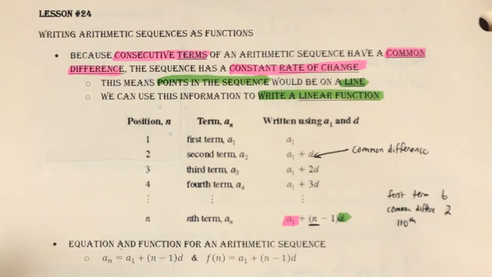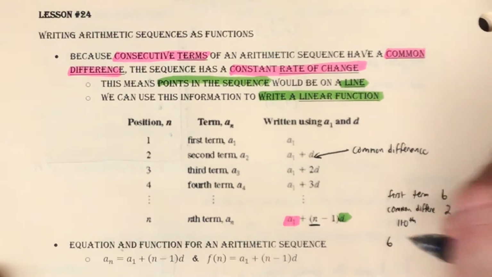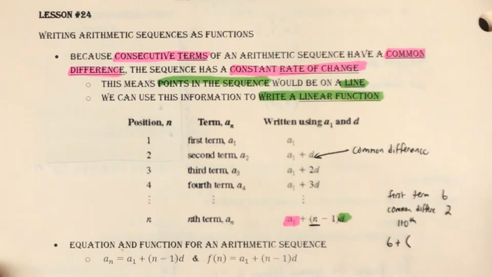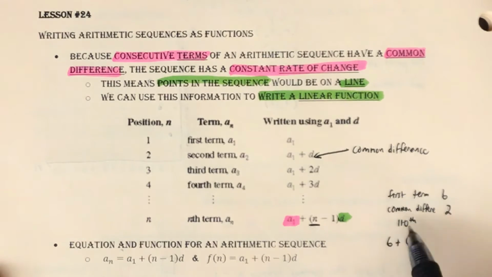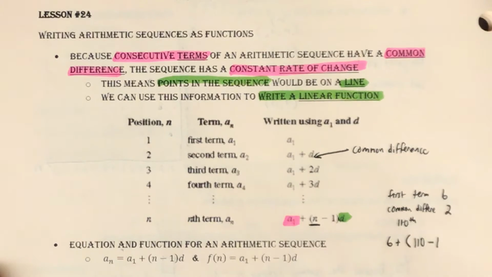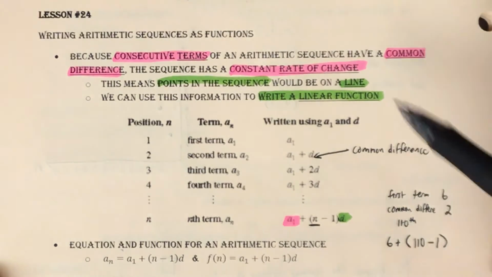Well, it would take us a while to start from this first term and get all the way to the 110th. But we could take those three pieces of information and plug them into this formula to figure it out. My first term was 6, so it would go right there. Then plus parentheses n, the term we're trying to figure out, which we said was the 110th, so 110 minus 1, because we need to subtract 1 from the original term, times the common difference, which was 2.